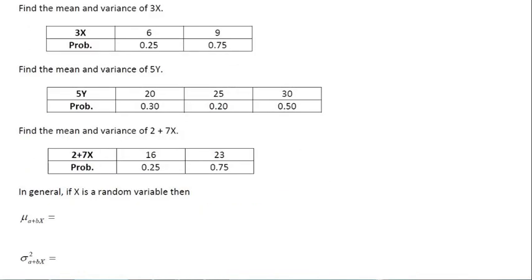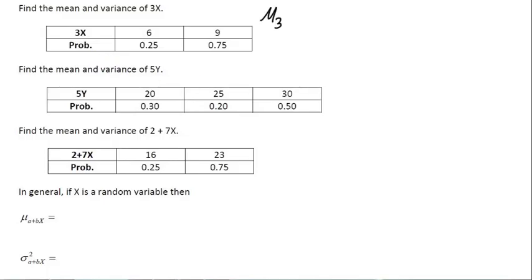So we've already established the mean for x, the variance for x, and the mean for y and the variance for y. We're going to look at a few different effects. For the start, what if we do 3x? So 3 times our random variable x. You'll notice we just multiply these x values by 3. So now we have 6 and 9. And then the probabilities are still distributed the same.